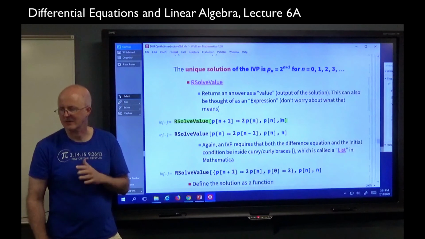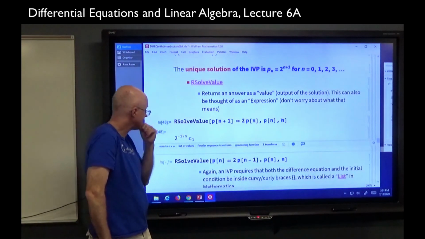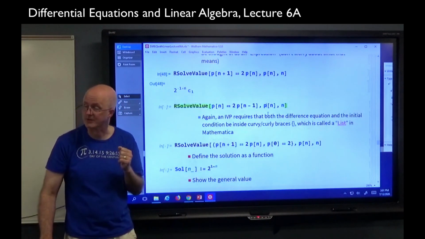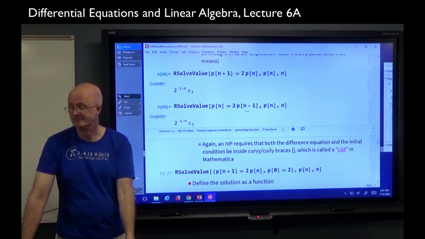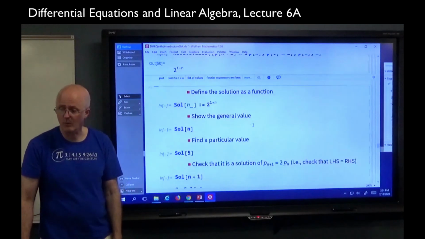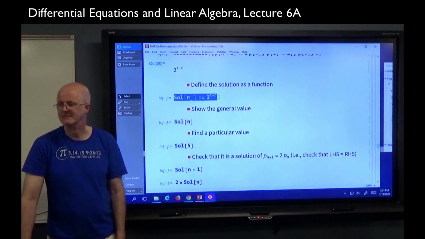RSolveValue gives you the answer without that form. We're just looking at the function itself, so to speak, the expression that defines the function. So in a sense, RSolveValue can be nicer. And we can do it with initial value problems as well. We can define the solution. I'm calling it sol. That's my name for this function.